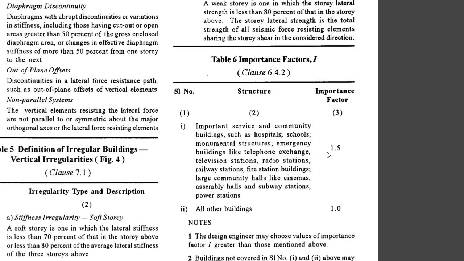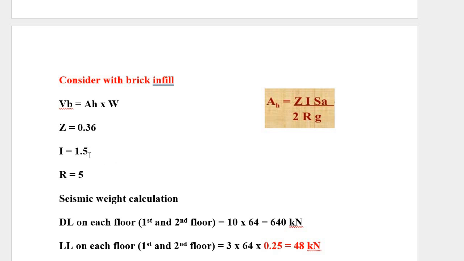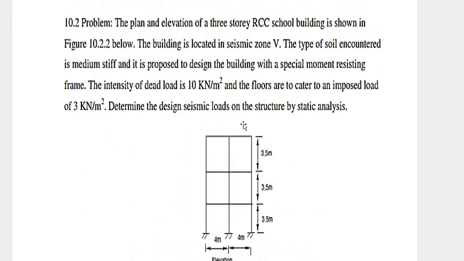Now don't get confused. Get back to here. Here it is a school building, so I should consider 1.5. So this is how I have taken 1.5. Next, the R value is 5 as they have given in the question.